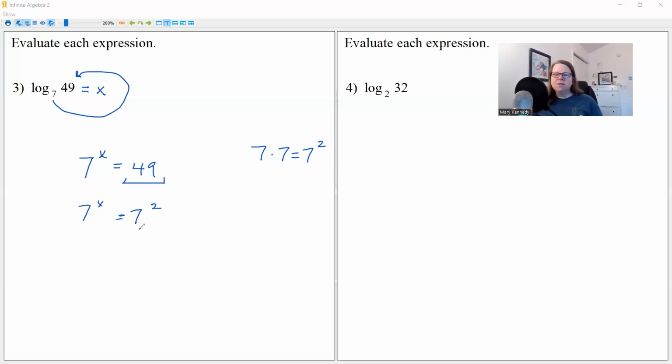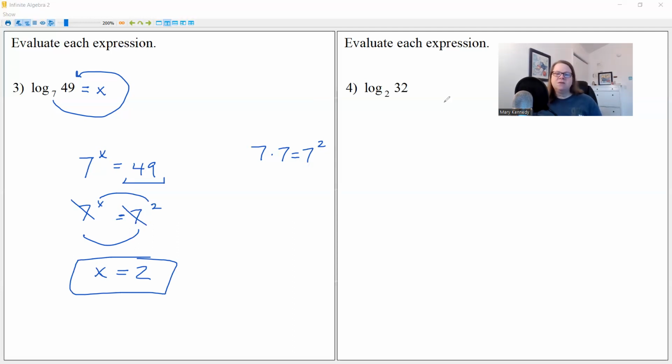Well, there is a rule that says that if your bases are the same, then you can cancel those out and know that the exponents are actually equal to each other. And so x equals 2. And that does make sense. 7 to what power equals 49? 7 squared. 7 times 7 is 49.